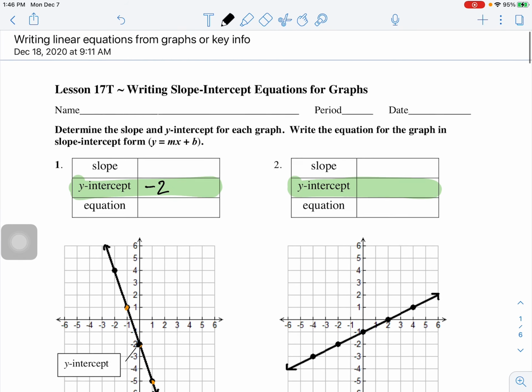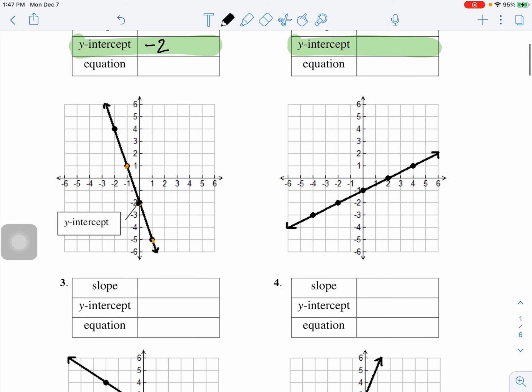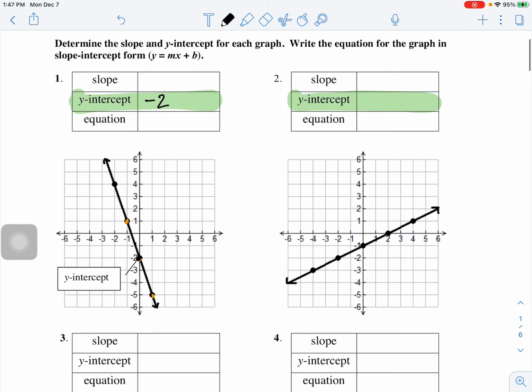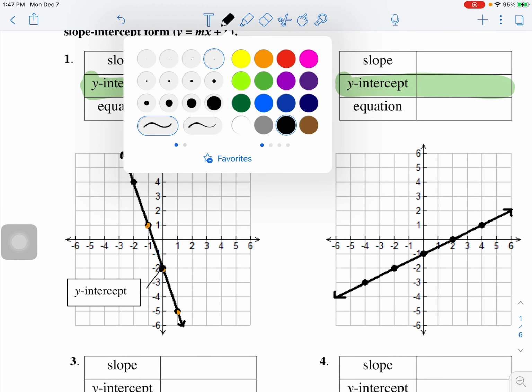And then for slope, again, slope is rise over run. So how much does it go up or down? Up if it's positive, down if it's negative. And then how much does it go right if it's positive or left if it's negative? So I need to make that slope triangle. To do the slope triangle, you find 2 points on the line and make a vertical line and a horizontal line.